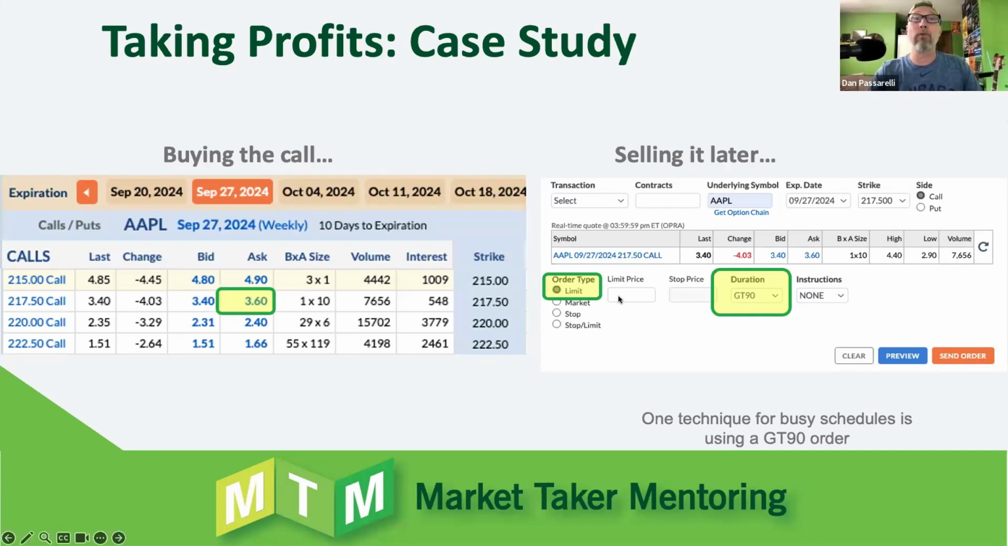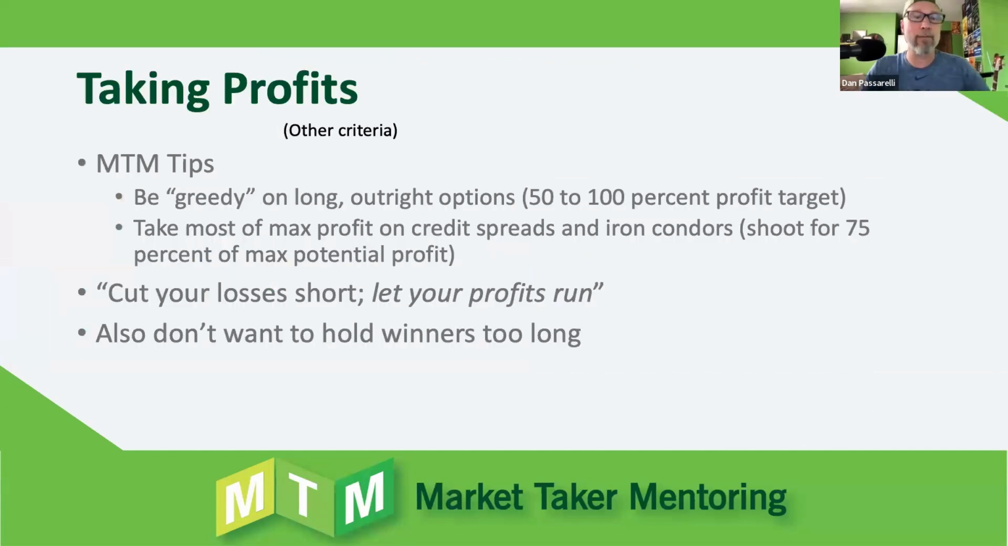Hey, I'm going to sell this when the options get up to 4.50, GT90, which means good till 90 days, but there's only 10 days till expiration. So when it expires, it's gone. Just put it in and set it and forget it. Especially if you have a busy schedule, you're doing surgery during the day or working out in the field, you can't be on your trading platform all the time. Perfect way to manage risk.